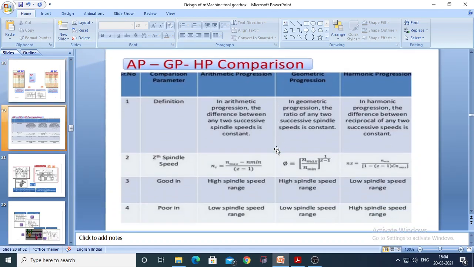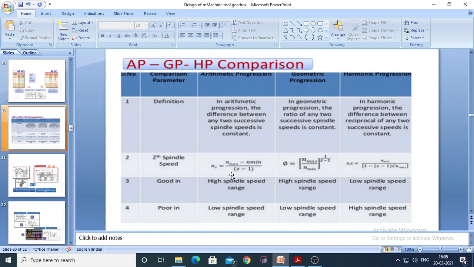Okay, see, if you are making the comparison of the arithmetic progression, geometric progression and harmonic progression, then see the definition of all. First is the arithmetic progression: the difference between any two successive spindle speeds is constant. We have seen in geometric progression the ratio of any two successive spindle speeds is constant, and in harmonic progression the difference between the reciprocals of any two successive spindle speeds is constant. Remember those three definitions.